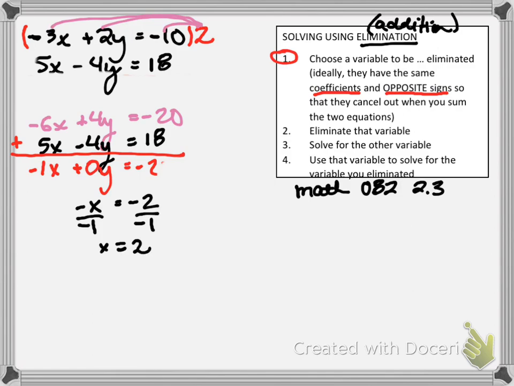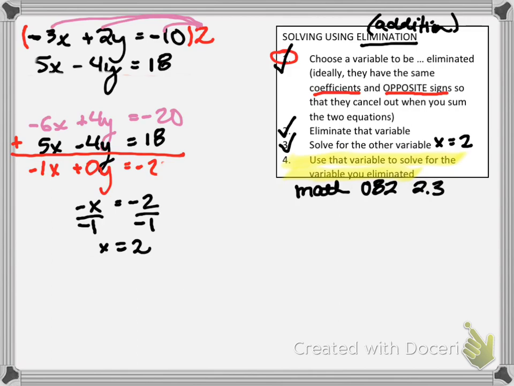Okay, so let's go back to our steps. So we chose the variable, we chose to eliminate y, and we successfully eliminated y, and we solved for the other variable, which was x, right? And we found that x is equal to 2. So we still have this last step, right, which is to use the fact that x equals 2 to find out what y equals. Okay, and remember, we can use either equation.